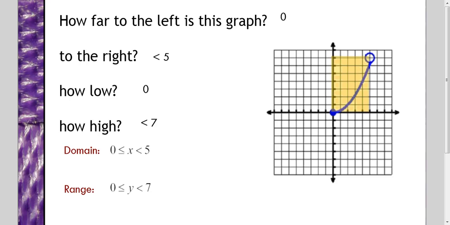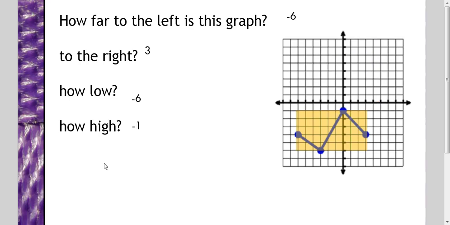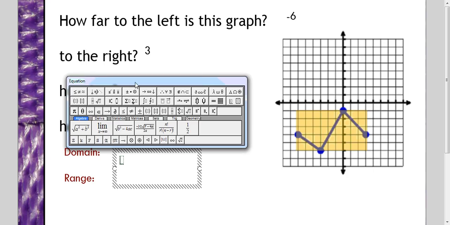Okay, try the next one on your own. So try to figure out how to write the domain, and write the range. So pause it, write it out, and then we'll come back and talk. Hey, welcome back. I knew you'd come back.